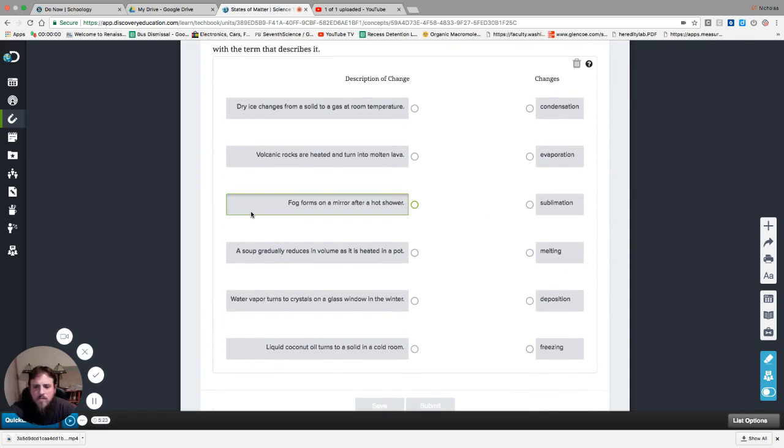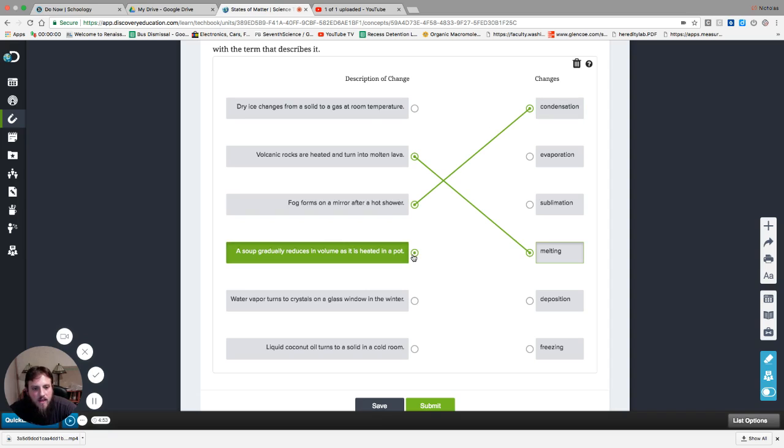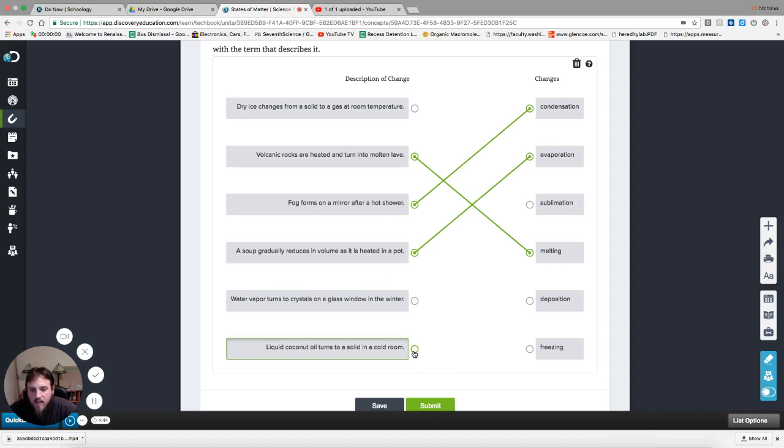So there are objects that will go from, here's vocab, by the way, if you're taking your notes. There are objects that will go from solid to liquid, like volcanic rocks heated and turning into molten lava. That's melting. Ice cubes do that. Everything does that. Fog forming on a mirror after a hot shower is condensation, right? Vapor to liquid. Soup gradually reducing in volume as it's heated in a pot, we know, is going to be evaporation. And liquid coconut oil turning to a solid is a version of freezing, right? From a liquid to a solid.